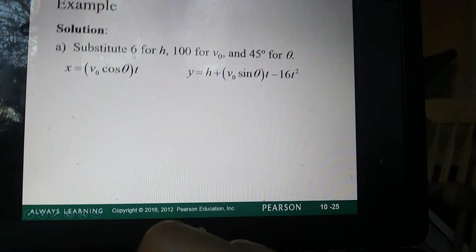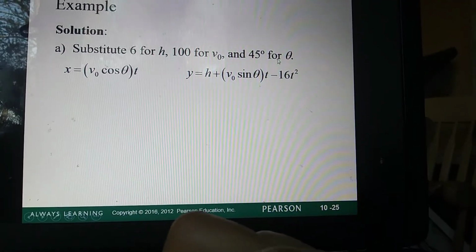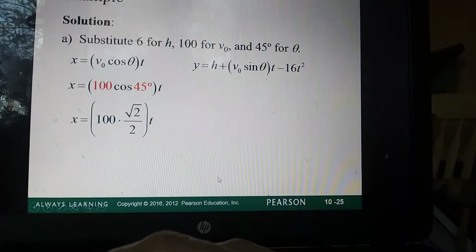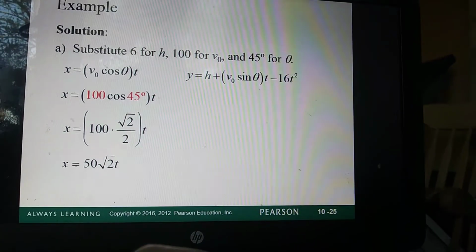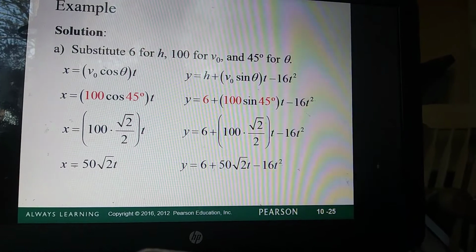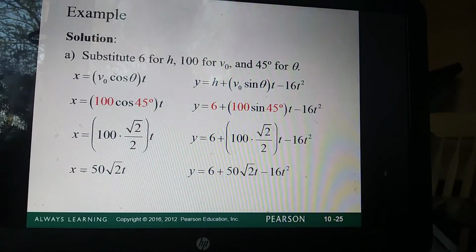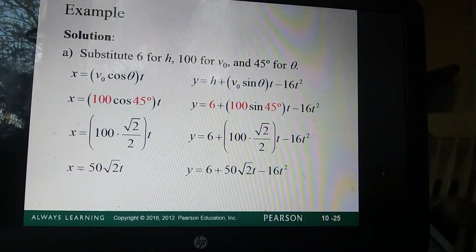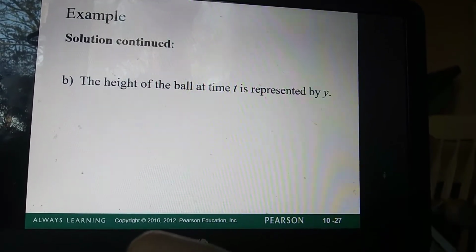So 6 is the height. We were told 6 feet. 100 is the initial velocity, and then 45 degrees is the angle. As we plug those values in, we get our solution, and x equals 5 root 2 t. For y, we go ahead and work the problem out, and we get that expression for y. Hopefully I don't have to explain that math. You see it. Remember the root 2 over 2, that's sine and cosine of 45. I know you guys can use your calculators now.